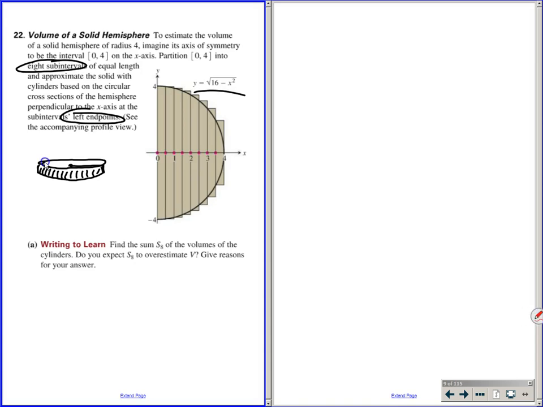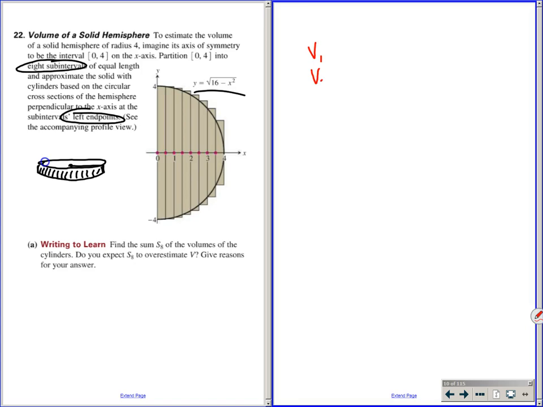Just for the sake of argument, I know none of us want to actually write this, but just so we have the idea, there would be 8 volumes, right? What do we have to remember in order to do volumes? I know, we'll find a pattern. We're lazy, I get it. Base times height, no, it's volume. Oh, pi r squared h.